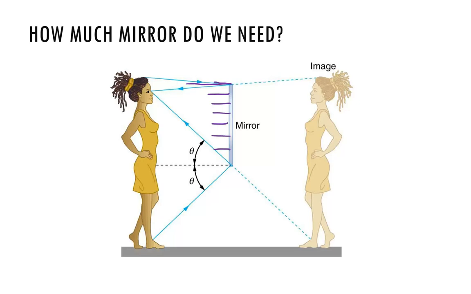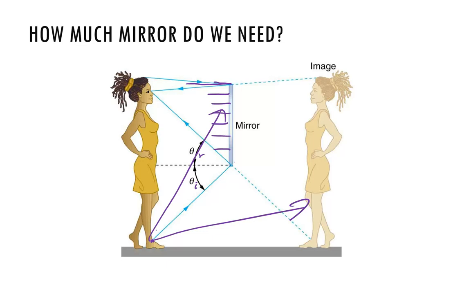To look at her feet, she has to look down. Light from her foot is going in all directions, right? But the only one that's going to get to her eye is the one where the angle of incidence is equal to the angle of reflection.